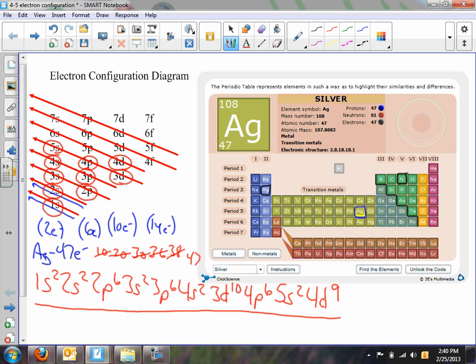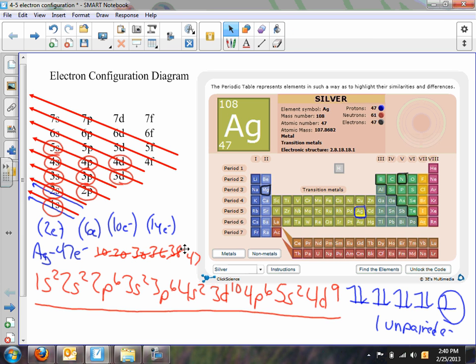How many unpaired electrons? If you look at our last sublevel, there are 5 d orbitals: 1, 2, 3, 4, 5. Now I have to start pairing them up: 6, 7, 8, 9. It looks like there is 1 unpaired electron. So in red is my electron configuration. In blue tells me how many unpaired electrons there are.